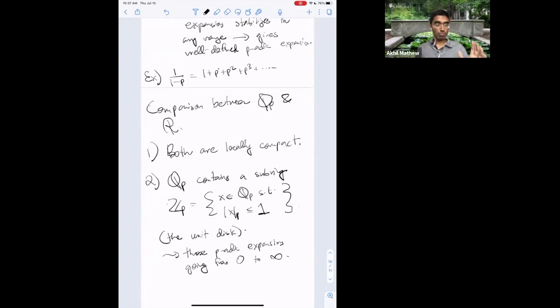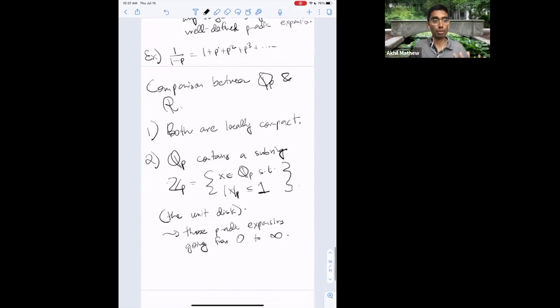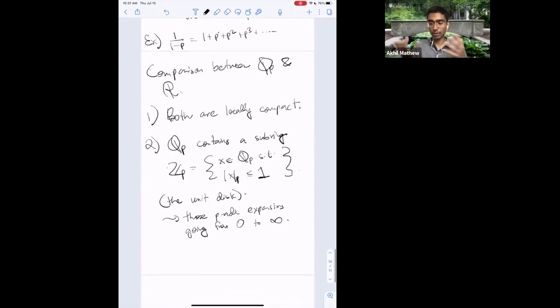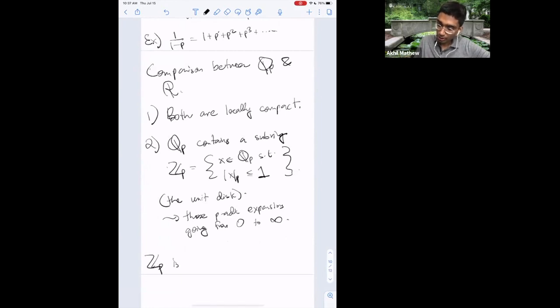So this is the difference between the p-adic numbers and the real numbers, because in the real numbers, if you take the unit disk, it's not a subring, it's not closed under addition. But because Q_p is non-Archimedean, if you have two p-adic numbers whose absolute value is less than or equal to 1, then their sum is also going to be less than or equal to 1. And so that's going to make Z_p into actually a commutative ring. So Z_p is a commutative ring.